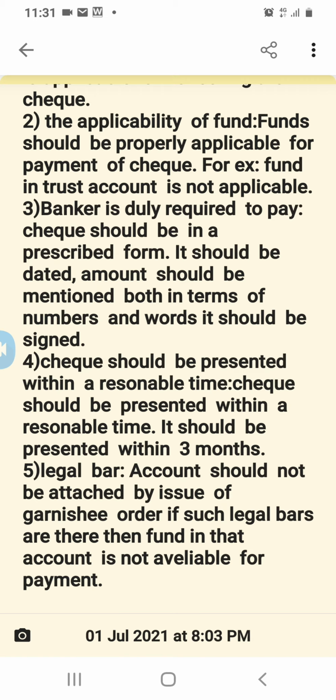It should be presented within 3 months. After 3 months, the check will become a stale check, and then it should not be honored by the banker. Then last one is legal bar. Account should be attached by issue of garnishee order. When such a legal bar is issued on those funds, then the account is not available for the payment.